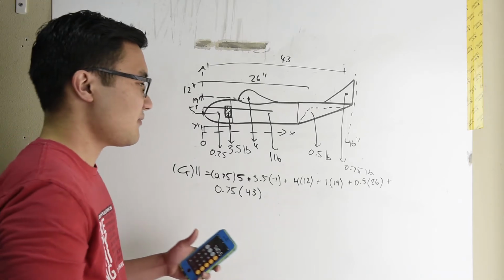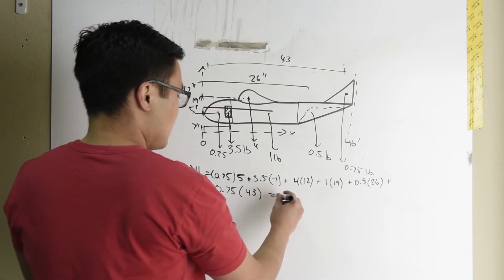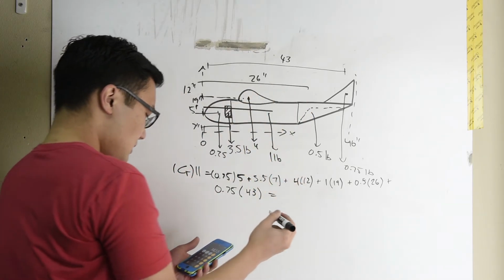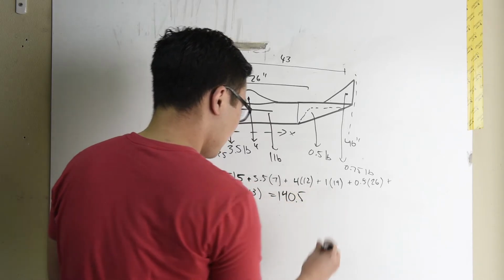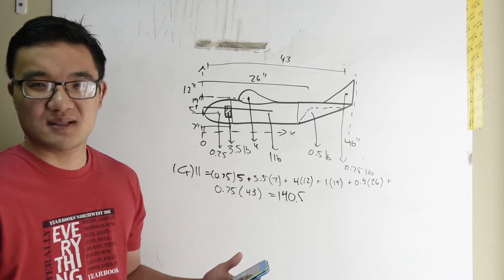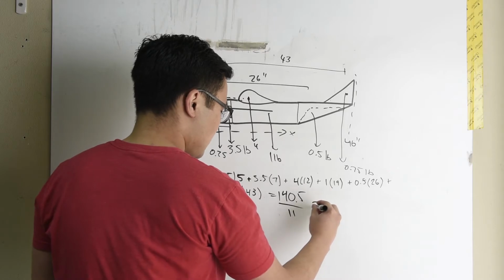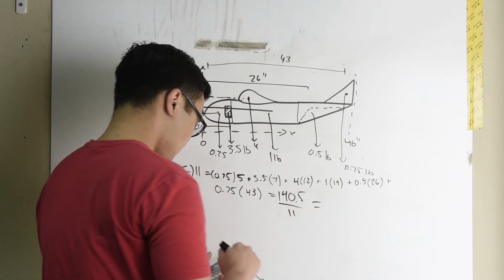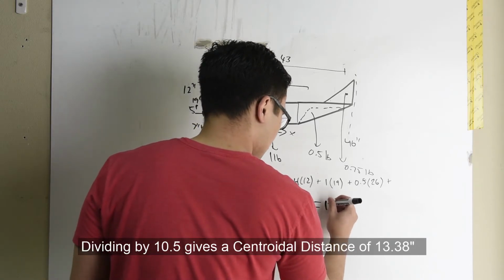Okay, now I might have made a mistake along the way, but again, the concept is the same. It's a bit messy up here on the board. I'm going to say that's equal to roughly 140.5. You guys go ahead and do the calculation and let me know if I made a mistake. 140.5 divided by 11 is going to give me a centroidal distance of 12.77.